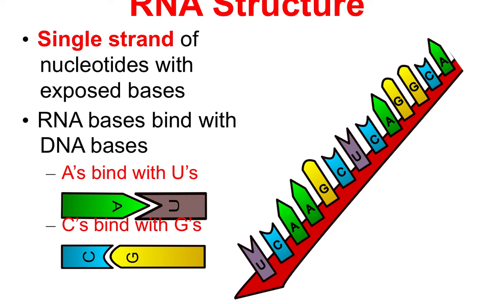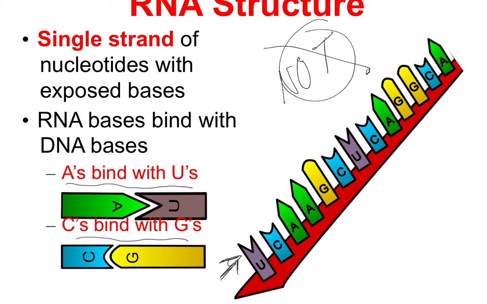Now it's RNA's turn. RNA is a single strand of nucleotides, and so the nitrogen bases are exposed. RNA binds with DNA's bases, but the A's are going to bind with U's and the C's are going to bind with G's. So RNA has no thymine. In the place of thymine, we have uracil.